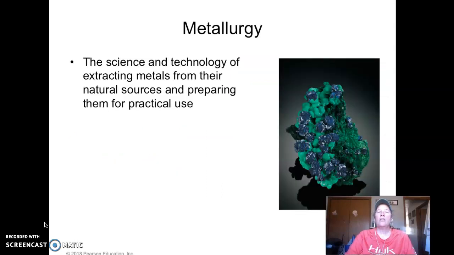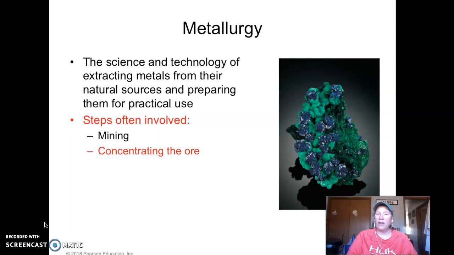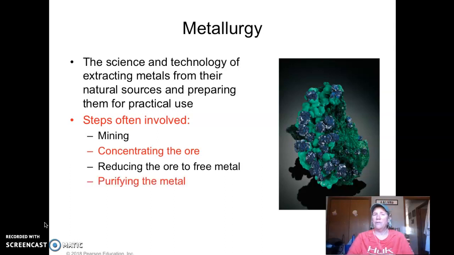Okay. When we look at the metals, metallurgy is the science and technology of extracting metals basically from rock and then using them for whatever you want to use them for. So when you're doing this, first thing you got to do is mine them. Then you got to concentrate that ore because there's a lot of other stuff in there. You got to reduce the ore to the free metal, and then you got to purify the metal. So that's your steps from when you mine it to when you finally get your metal at the end.